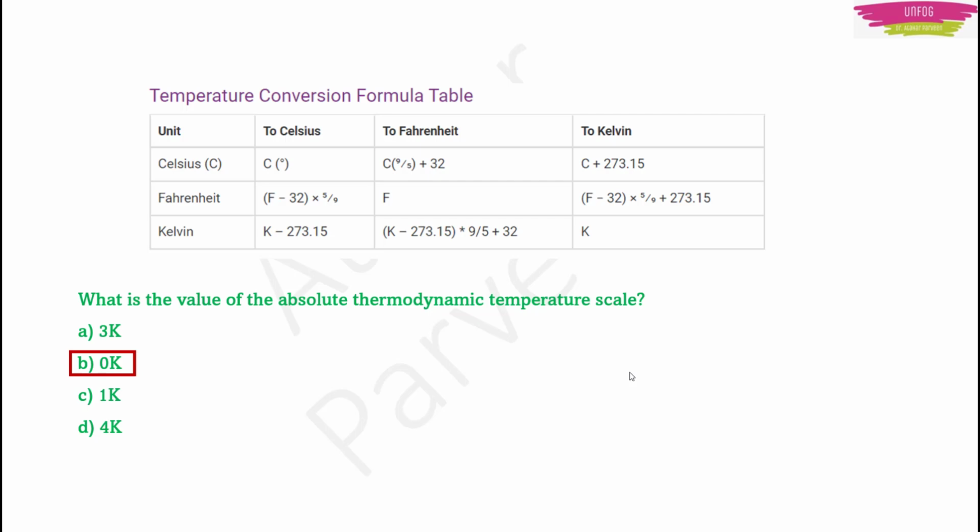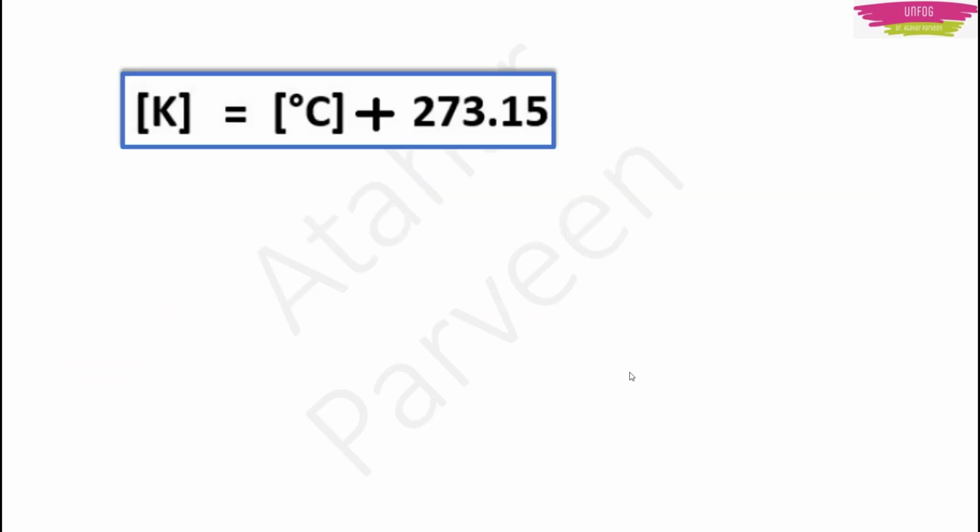Now let's solve the numericals based on this interconversion of the units of temperature. The first relation, which is very important for me, is Kelvin is equal to degree centigrade plus 273.15. That means if you want to find a temperature when it is given in degree centigrade, you just add 273 and you get that value in Kelvin.